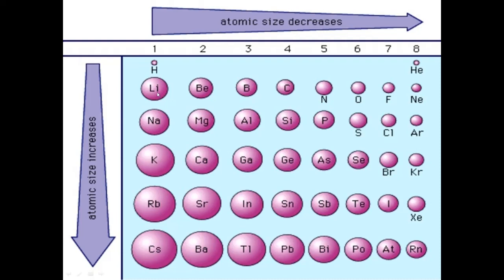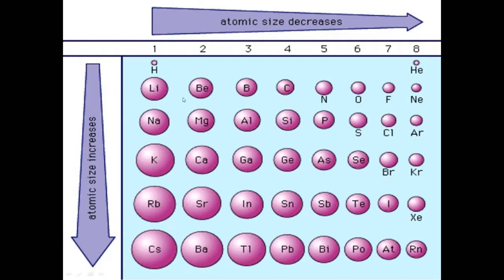Here is a chart. You can observe here the first period, second period. Observe this second period: lithium, beryllium, boron, carbon, nitrogen, oxygen, fluorine. So here, what do you observe in the size? As you go across the period, we observe that there is a decrease in the size of the atom or radius of an atom. It is because of the increase in nuclear charge.